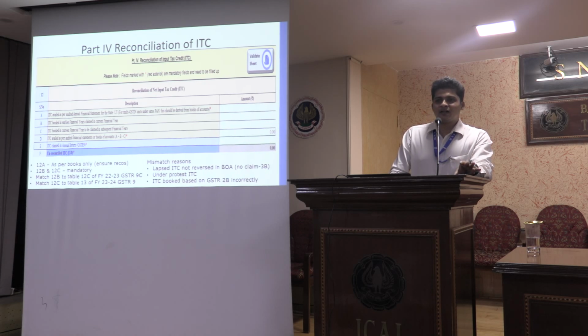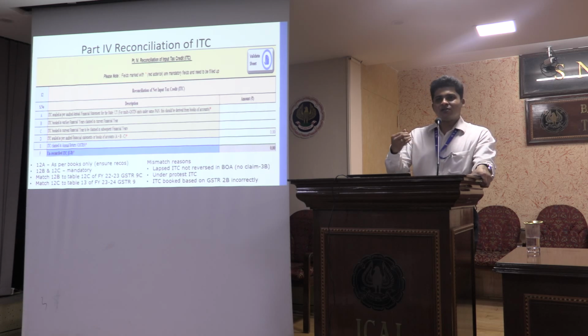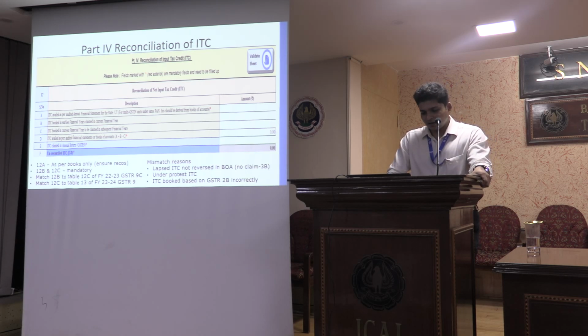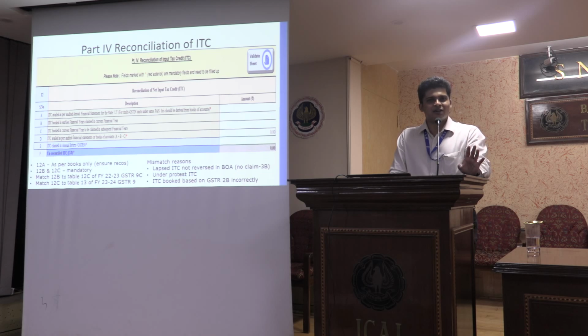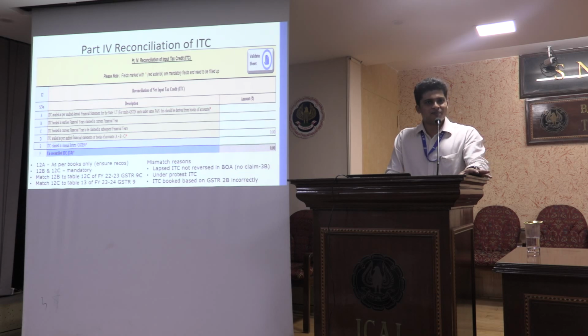I have retained credit in books of accounts, not reversed it. In this situation, we show it as credit which is not claimed but remains in my books of accounts. Under protest ITC. Under protest ITC, first and foremost I give a disclaimer because we are all chartered accountants here. Under protest concept is not available in GST law. But in our view, it is a principle of natural justice.